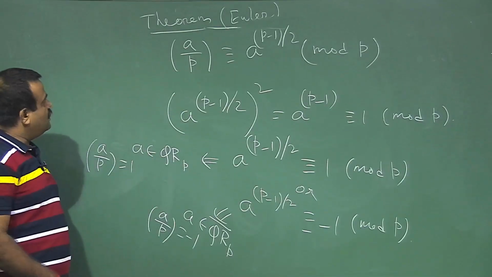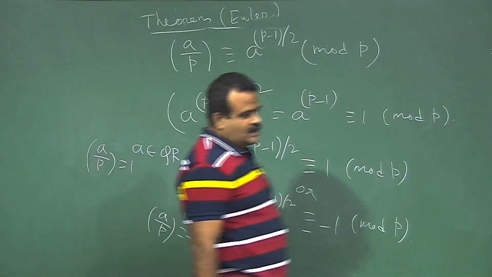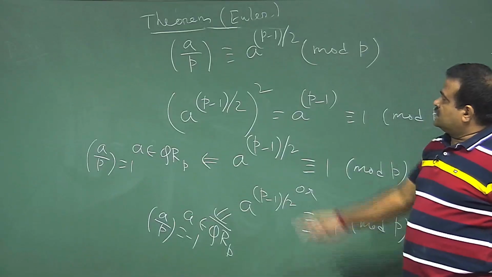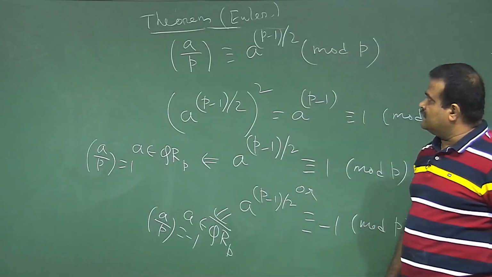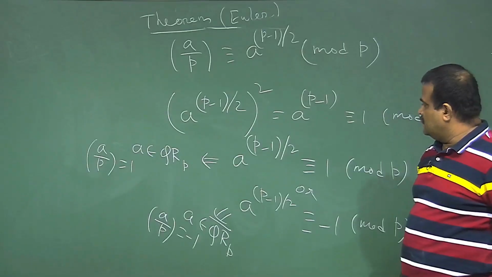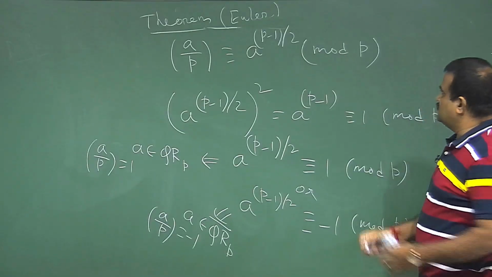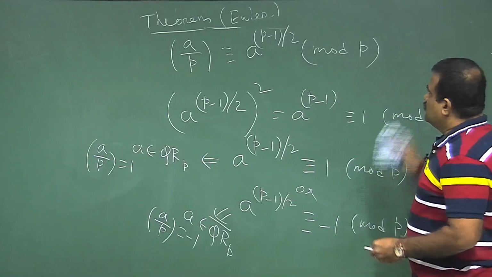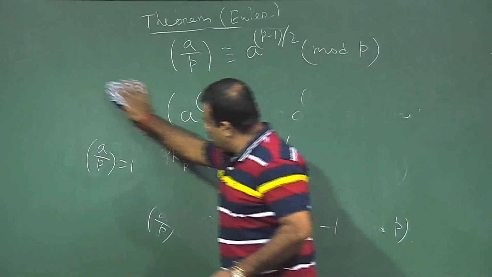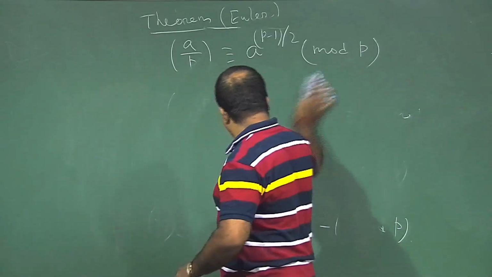So, this is the theorem, or this is a result. This result will help us to calculate the Legendre symbol of some numbers. So, this is the proof of this theorem. We will use this theorem to calculate this. Let us have a few more theorems on this.